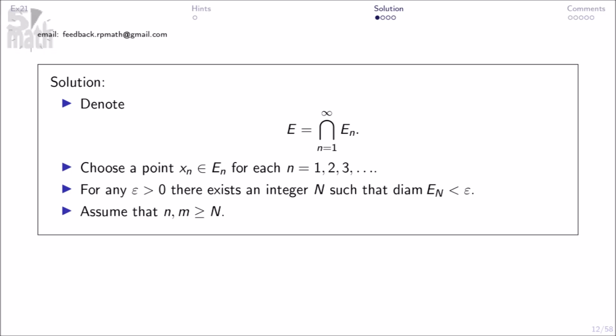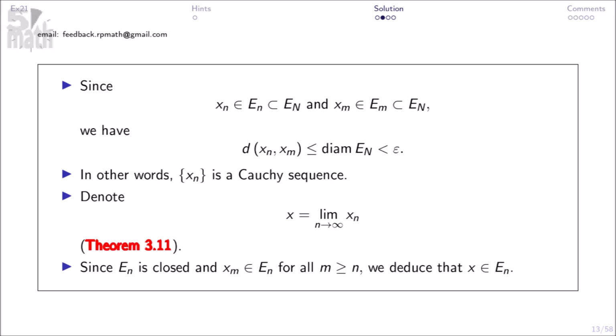Solution. Denote E equals this. Choose a point xn in En for each n equals 1, 2, 3, and so on. For any epsilon greater than 0, there exists an integer N such that diam En less than epsilon. Assume that n, m greater than or equal to big N. Since this and that, we have this. In other words, xn is a Cauchy sequence.